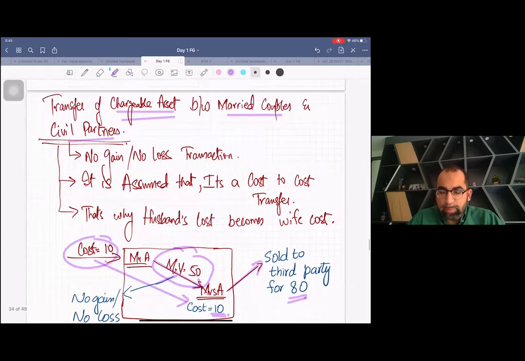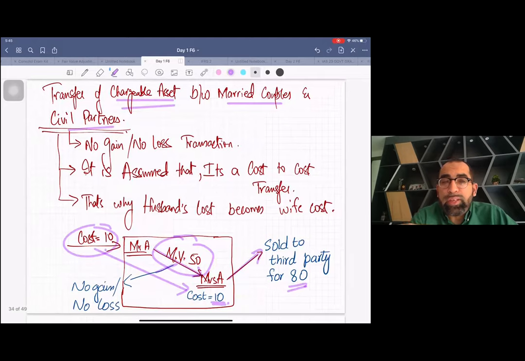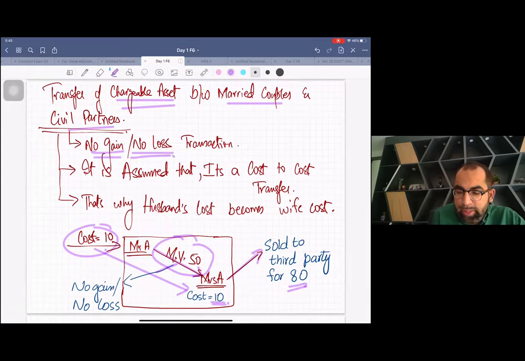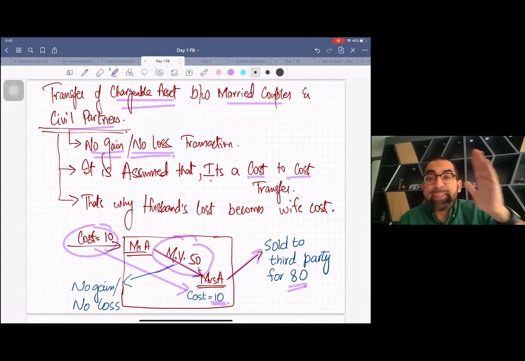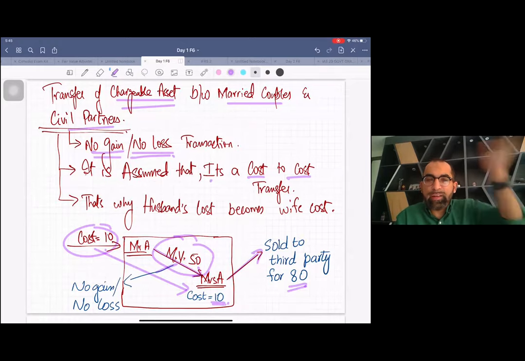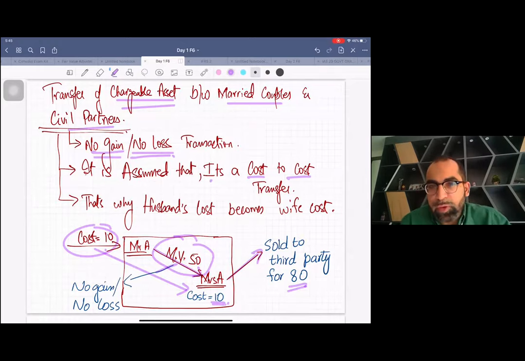So please read, these are very important rules. Between married couples and civil partners, any transaction is no gain, no loss. It is assumed that it's a cost to cost transfer. Cost to cost transfer means whatever is the cost for husband becomes the cost for wife. Okay.